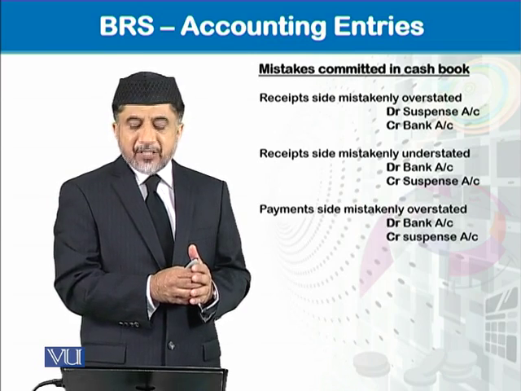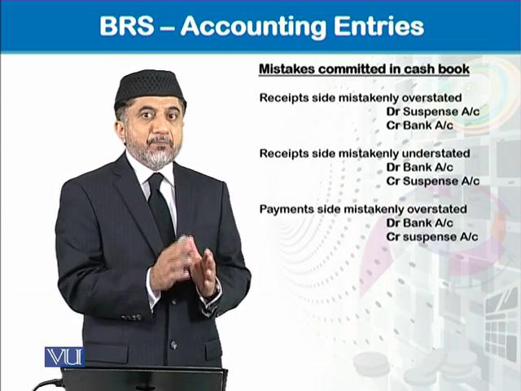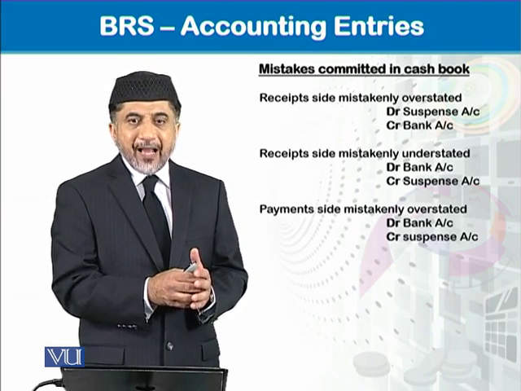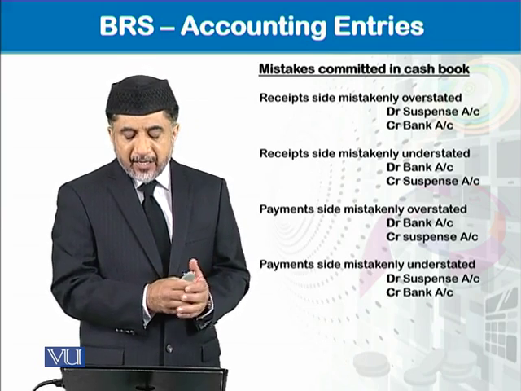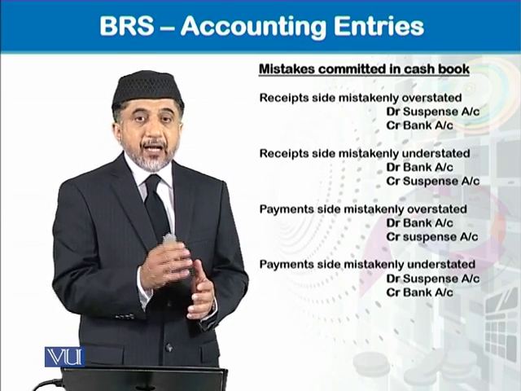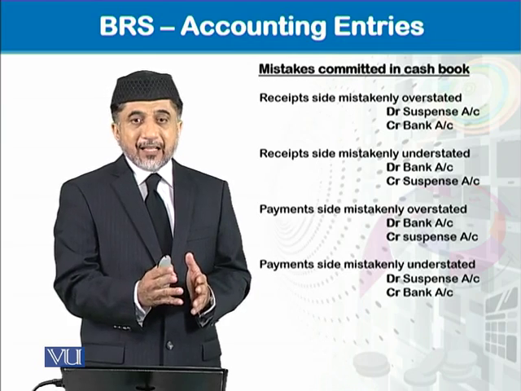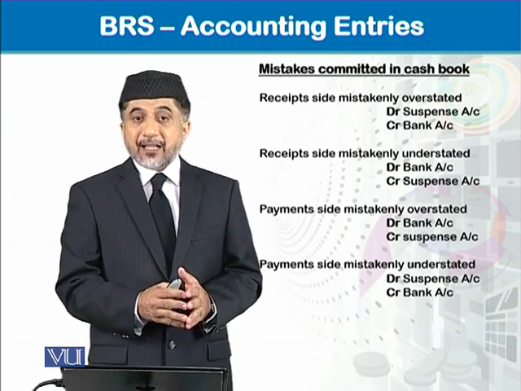And payment side mistakenly overstated, payment credit side overstated. Now you will make debit to the bank and credit suspense account. And payment side mistakenly understated. Payment understated means you will credit bank account and debit the suspense account.